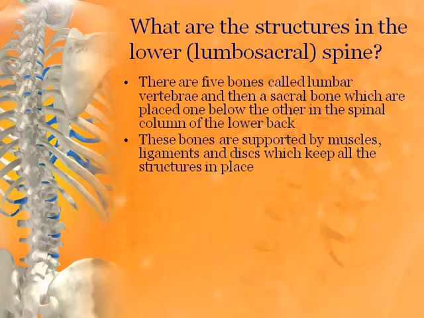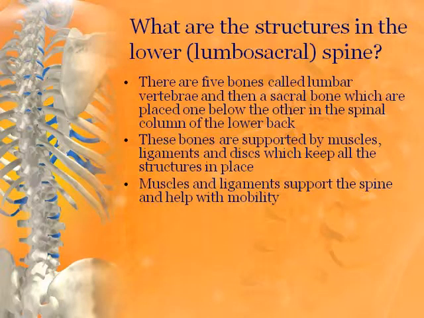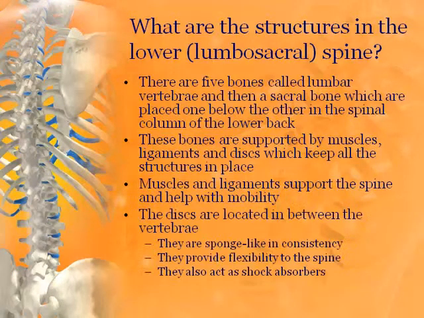Now these bones, of course, are supported on all sides by muscles, ligaments, and there are discs between the vertebrae. Now these structures will give shape to the spine, keep the spine stable, provide strength and support. So also for the spine to have its mobility, the structures around the spinal column are extremely important.